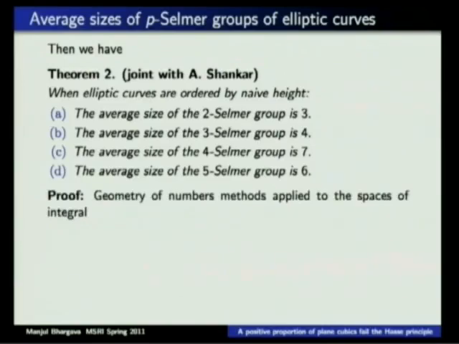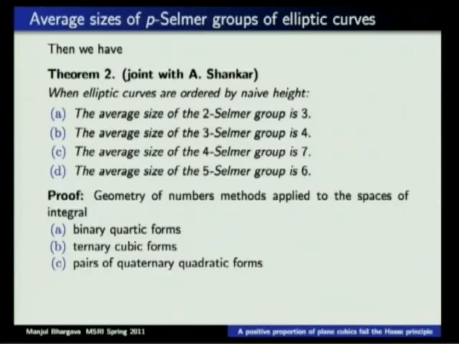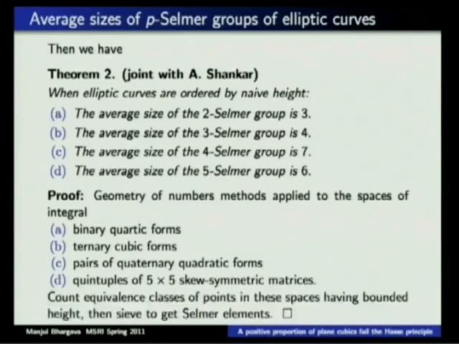So the proof, as I've been talking about this term, is a geometry of numbers method applied to certain spaces, namely the spaces of binary quartic forms, ternary cubic forms, pairs of quaternary quadratic forms, and quintuples of 5 by 5 skew-symmetric matrices. So one takes the integral elements of each of these spaces, and one counts equivalence classes of points in these spaces having bounded height. Height is defined in terms of the maximum of the size of the invariants of the natural group that is acting on these spaces. We get a count of that, and then we sieve to get Selmer elements. That's where the majority of the work is, in this sieve.